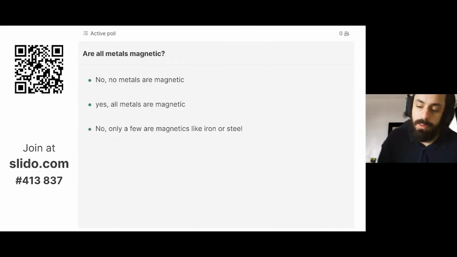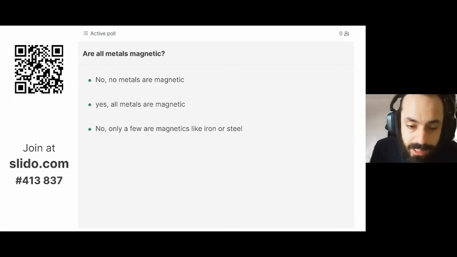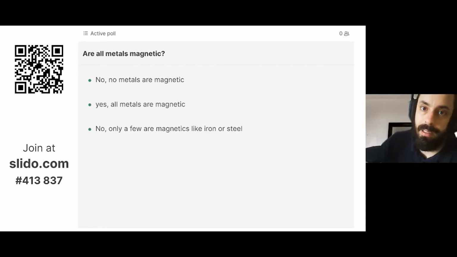Okay, so quick question again, guys. Are all metals magnetic? Write it down. Answer in Slido, guys. Join Slido. It is really easy. Call your parents if you don't know how to do this. Use their phone or use the internet browser. You can use the phone, scanning the QR code, or go online on slido.com and use the code 413837.